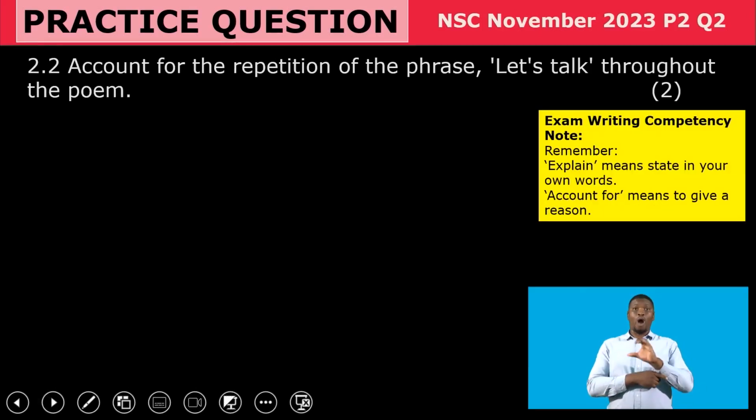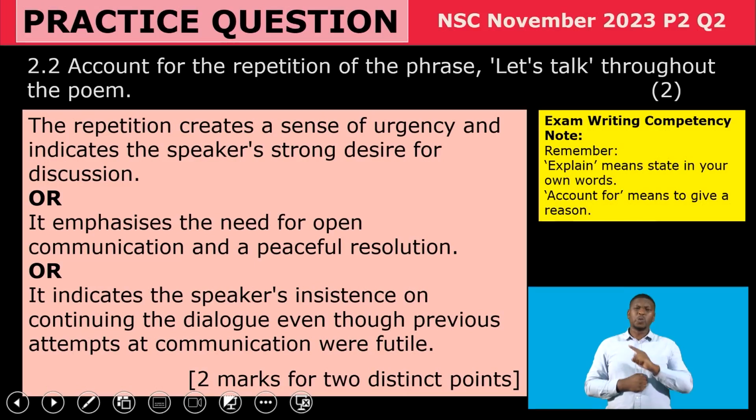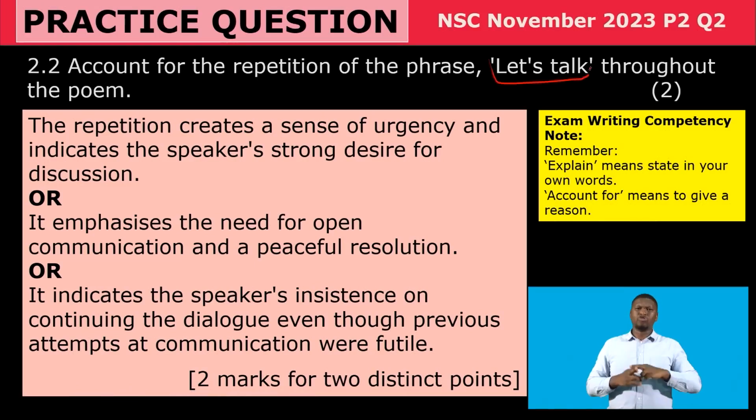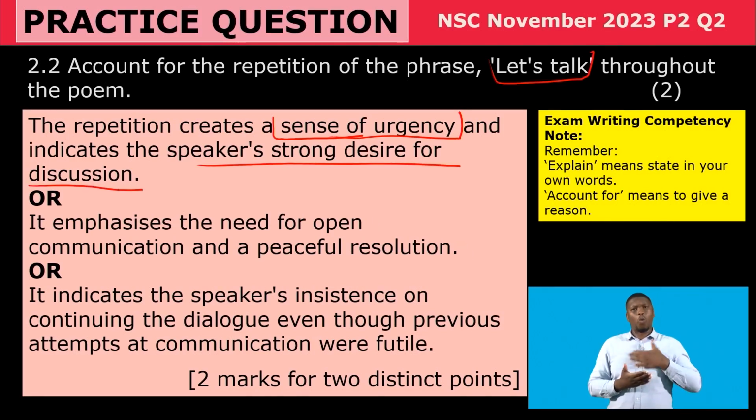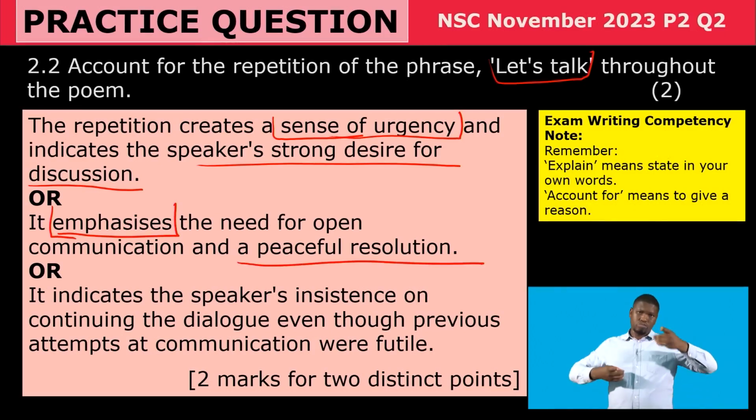Account for the repetition of the phrase, let's talk, throughout the poem. So, why would the speaker use repetition? The repetition creates a sense of urgency. So it is used to make a matter more pressing, more urgent, and indicates the speaker's strong desire for a discussion. Or you could have said it emphasizes the need for open communication and a peaceful resolution.